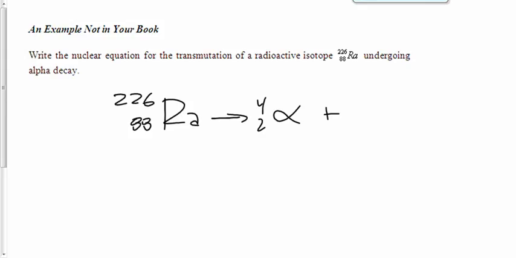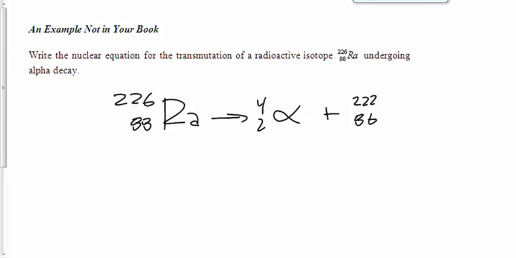What we're going to do first is look at the atomic number. We have 88 on the left-hand side. We have to have 88 on the right-hand side. So we're going to say 2 on the right-hand side plus 86 gives me 88. It means we have 88 on both sides. The numbers balance now. Let's look at the mass number. 226 on the left-hand side. Well, we have to have 226 on the right-hand side. 4 plus 222 is equal to 226.